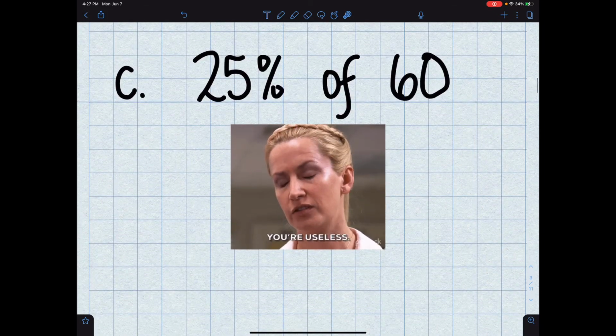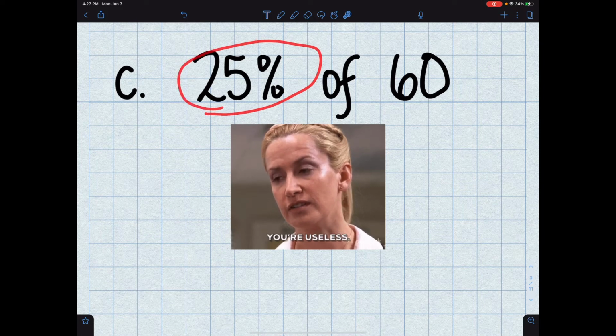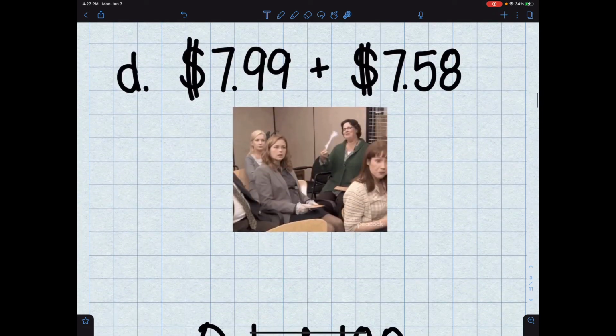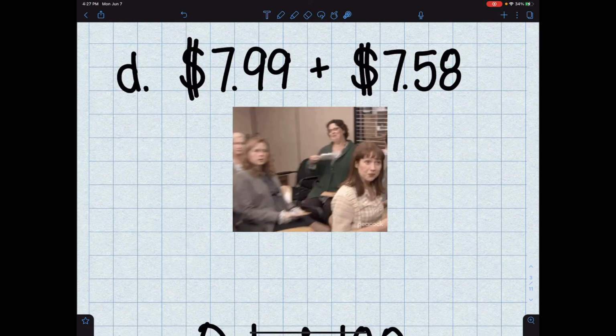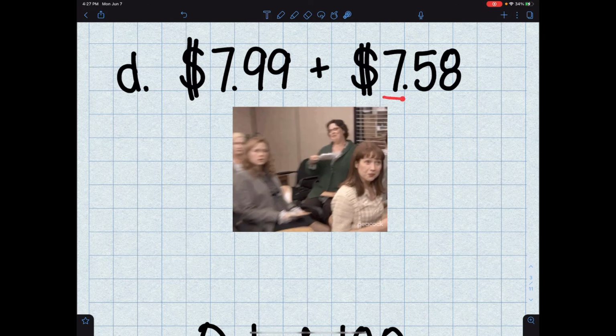C, what is 25% of 60? And think of 25% as 1/4. So basically, you're doing that. Okay, what is 799 plus 758?